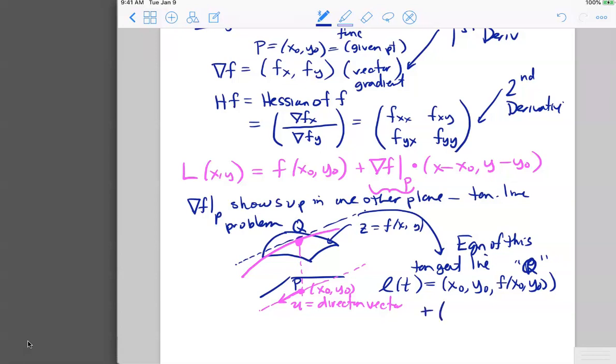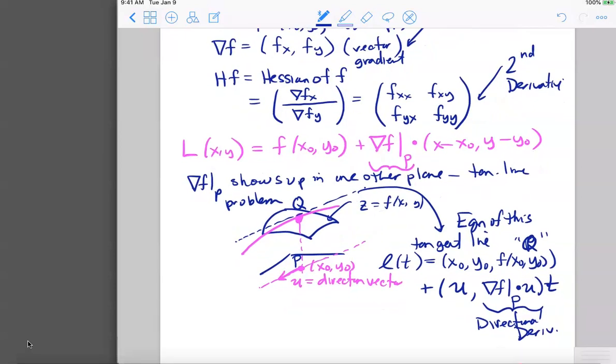Plus, we just need to add on the direction vector, which is u, whatever it was, that's going to take up two entries. And then the third entry, the z entry of the direction vector, is going to be the gradient of the function at the point P dot producted with the vector u. And then we'll multiply by t. So essentially what we have is the directional derivative here. The directional derivative of the function is showing up in the z entry of the tangent line, telling you essentially how much your function is changing in the z direction as you move in the xy direction u.